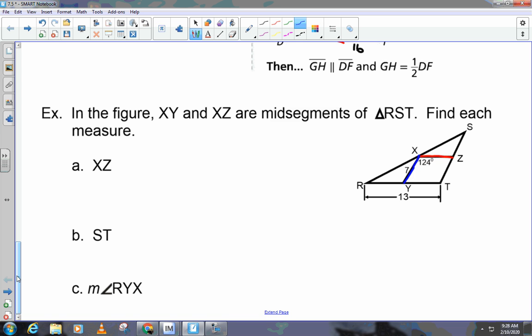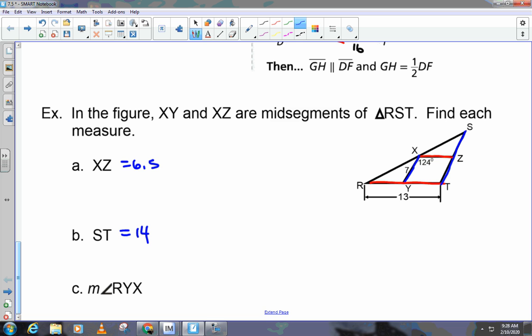We just learned that the mid-segment is half of the third side, right? What's the third side? 13, right? This is the third side. Remember, those are parallel to each other, right? And this is going to be half of that. So half of 13 is what? 6.5, okay? All right, what about ST? I need ST, and my mid-segment is 7. So what's ST going to be? 14.